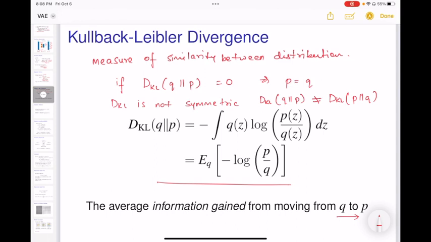Okay, so it's just an expectation of the negative log of the first distribution over the second distribution, and that's how it's defined. Again, note that the Kullback-Leibler divergence between Q and P is not the same as the Kullback-Leibler divergence between P and Q, right? So this is just a measure that we'll be using in the following slides to see how we can make this variational autoencoder scene a little bit more tractable.